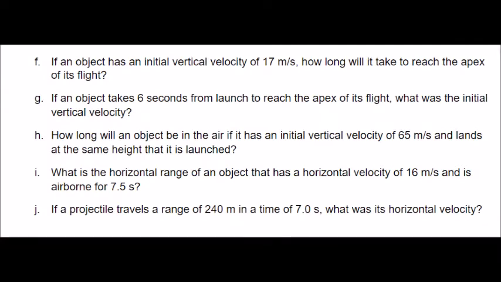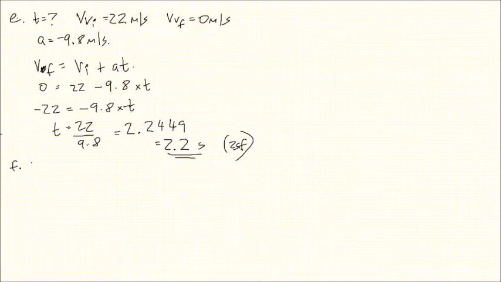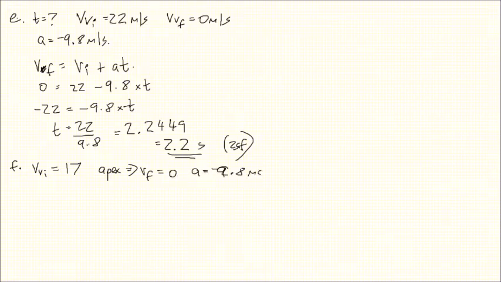Okay, F to J have some slight differences, so I've separated them out here and given you a look again at the questions very briefly. You can pause there for a moment if you need to. So the vertical initial velocity is 17 meters per second. How long will it take to reach the apex of the flight?